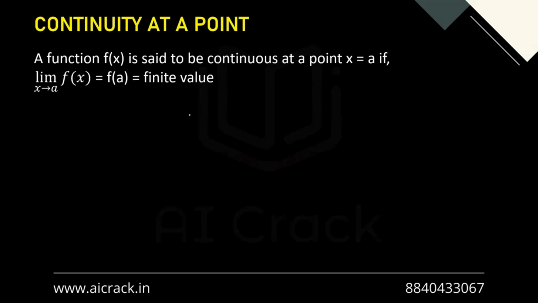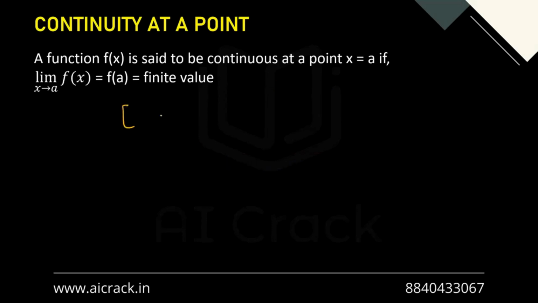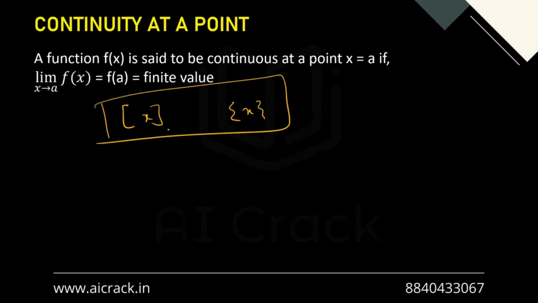There can be multiple conditions. Some graphs like this one. Function is defined till here, open circle over here, and we have a graph like this one. So over here, limits are not equal. LHL is not equal to RHL. So in such cases also, we can say that the function is not continuous. If you want to talk about certain examples, we can say we have the GIF function, we have the fractional part function. These are the basic examples of functions not being continuous.